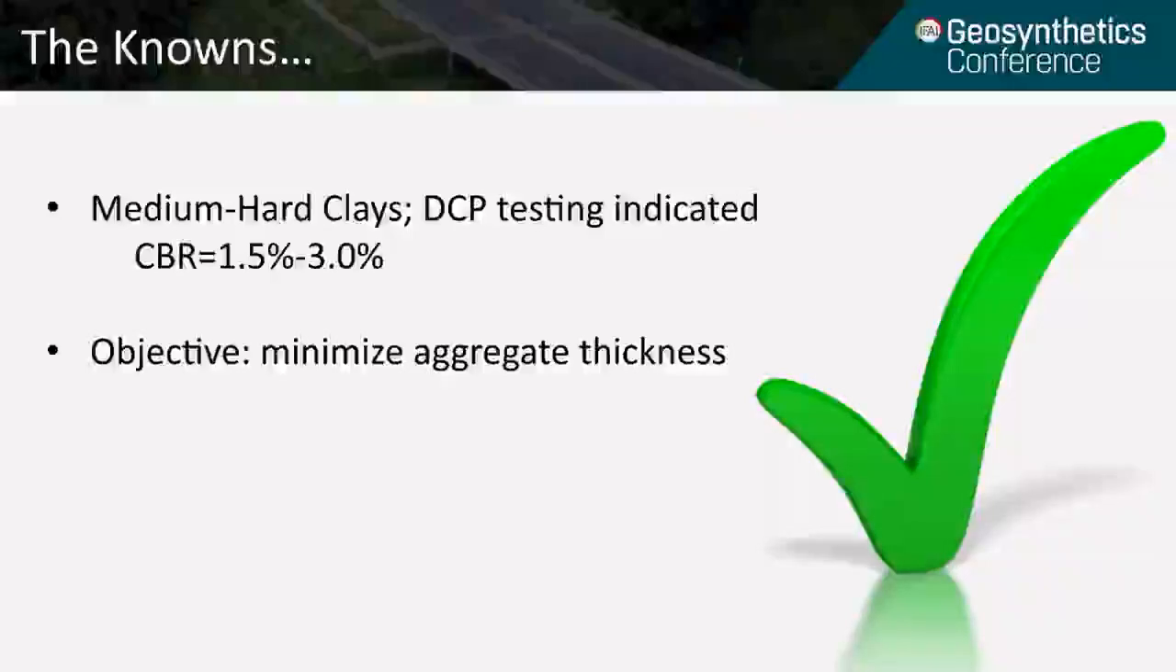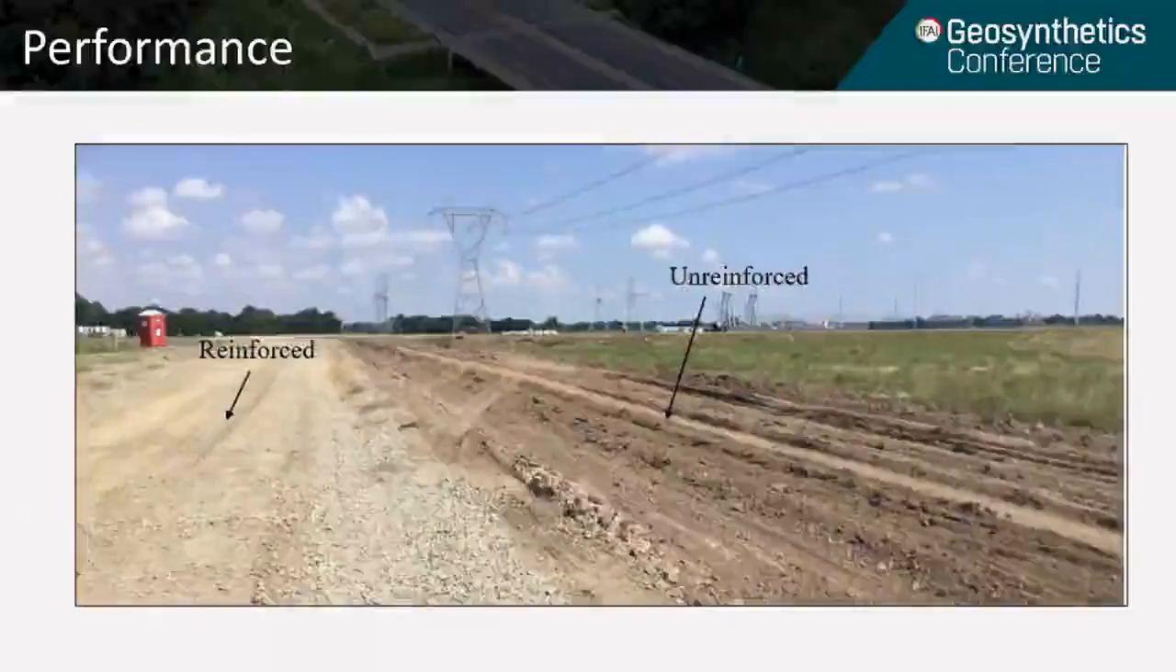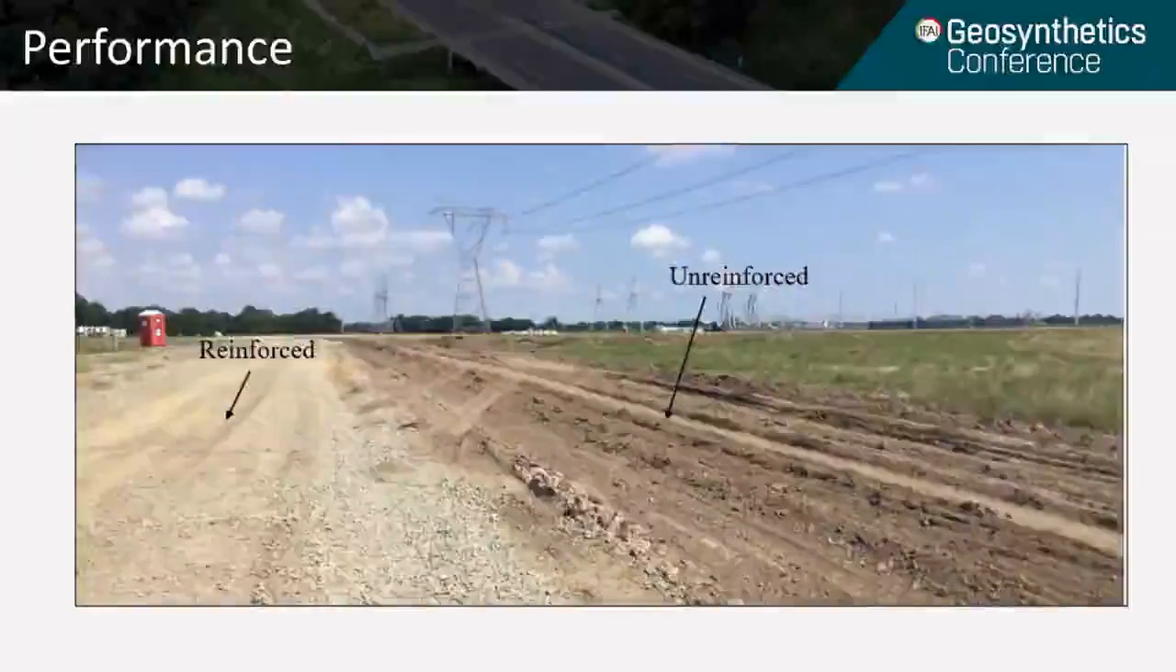We reviewed the geotechnical report and also confirmed in situ strength through dynamic cone penetrometer (DCP) testing. The soft areas of the site had a CBR between 1.5 and 3%. The section included 6 to 8 inches of aggregate over a high-strength geotextile. This system works because of the subgrade soil reinforced aggregate interface through friction, and the proof is in the pudding here with pictures of side-by-side performance of the reinforced versus unreinforced trafficked areas.